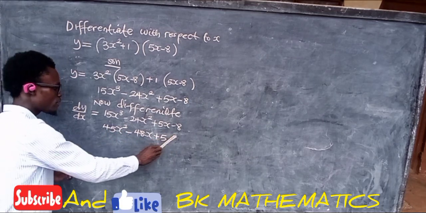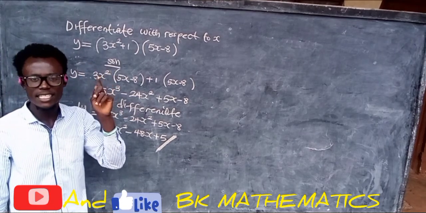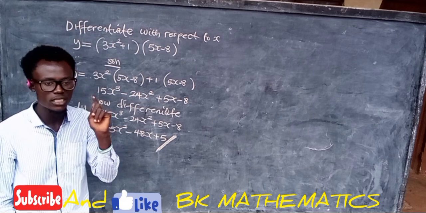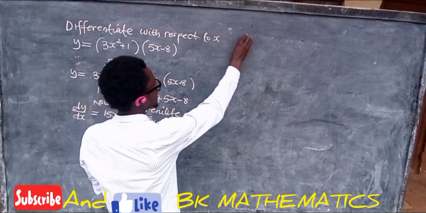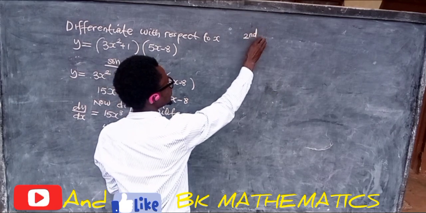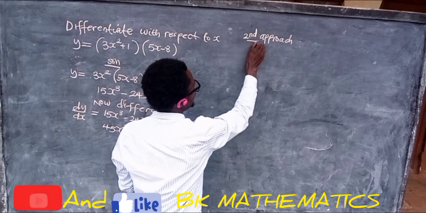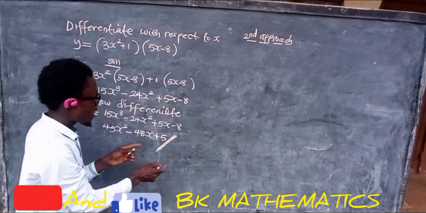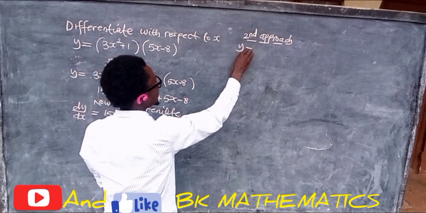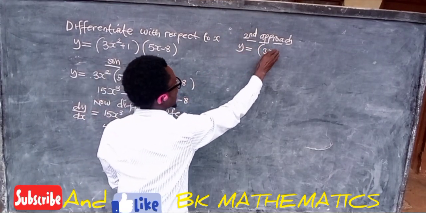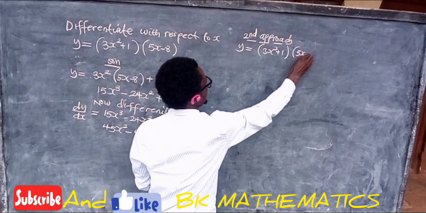This is what we are asked to differentiate. Remember, this is the first approach that we just did. Now let's do the second approach for you to see. We want to use the second approach for us to have the same answer. But remember, we are given y is equal to (3x squared plus 1) into (5x minus 8).